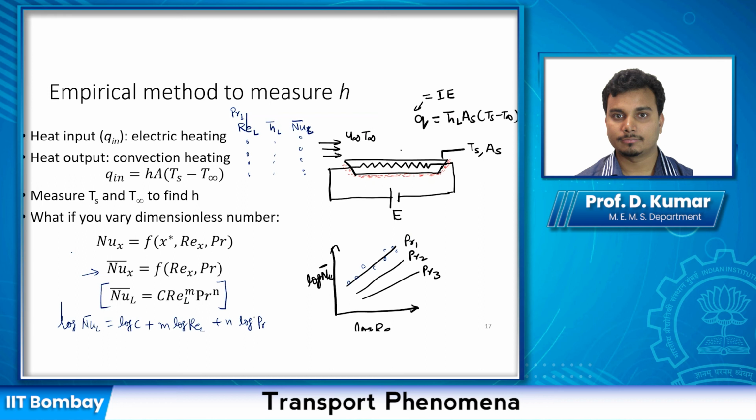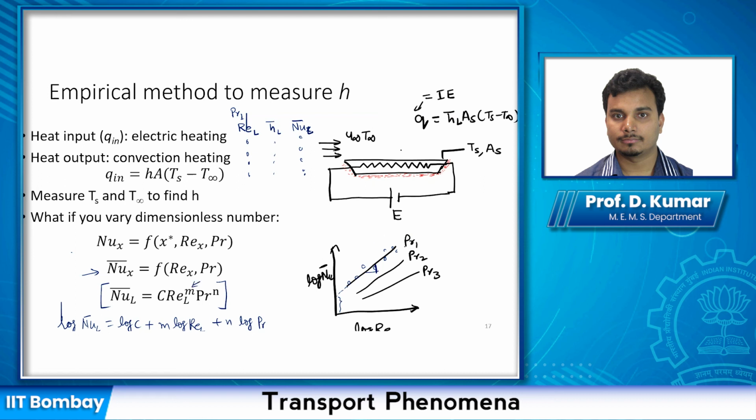So for a given fluid, this n generally does not change with the fluid. So these two terms are constant. So that will come in the intercept, whatever is the intercept, that will be the sum of these two terms, and the slope of this line will give you essentially the power m.